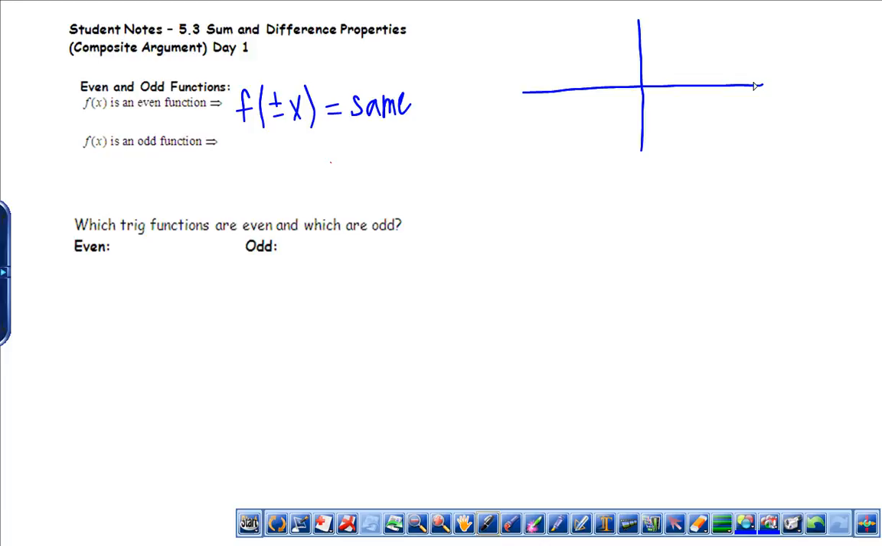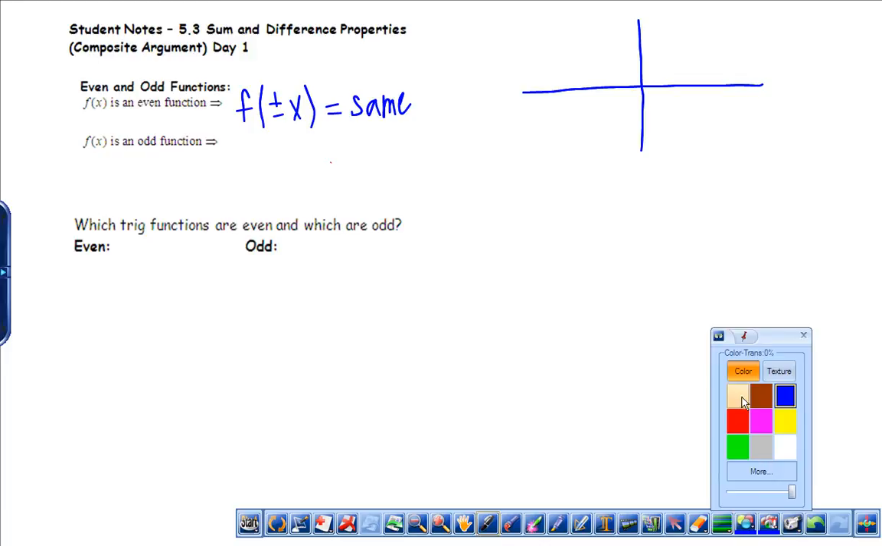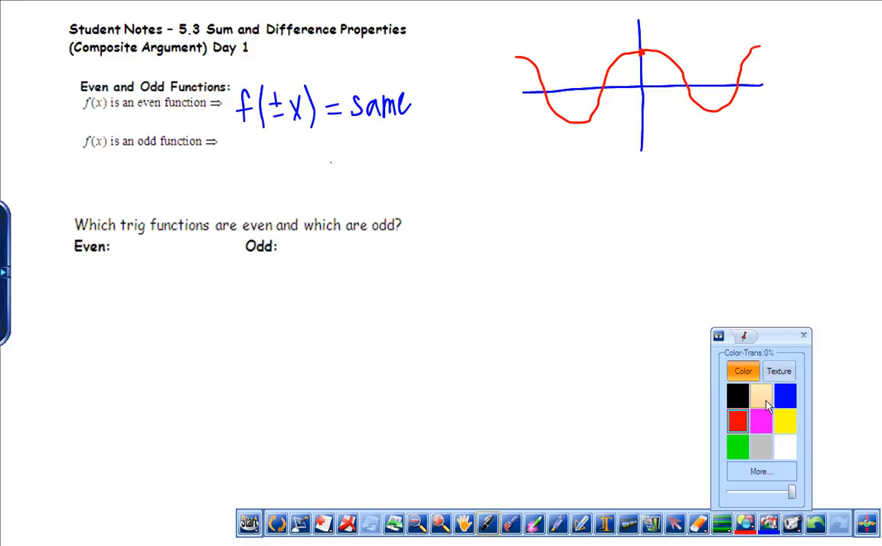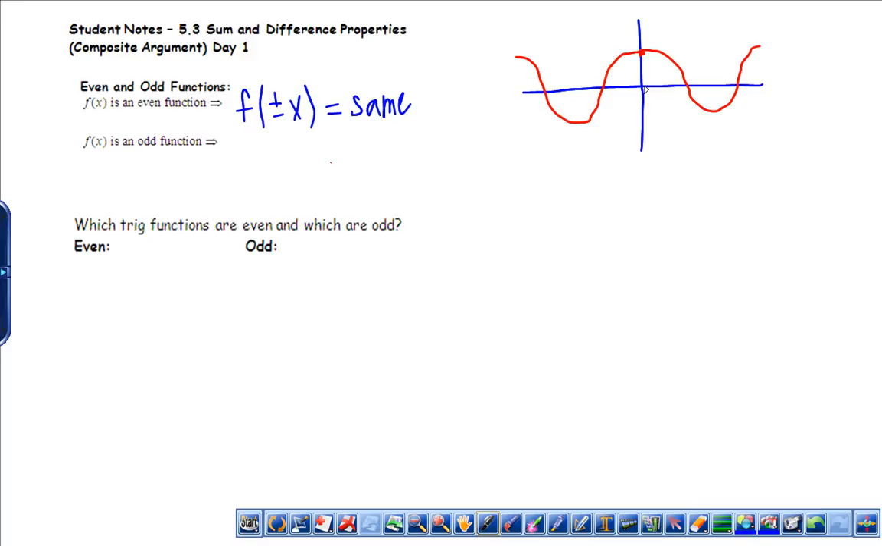Let's sketch a cosine graph. So cosine starts up here at the top and goes like this. And I'm going to sketch the other side as well. And I'm going to plug in some points to make it even more specific. So this is 0. This is going to be 90. This is 180. And this is 270. Just so y'all can see exactly what I'm talking about.